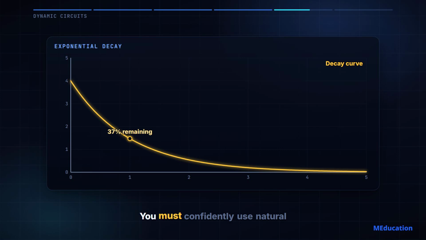You must confidently use natural logarithms to rearrange these decay equations, finding exactly how much charge remains at any given second. And remember a classic exam trap. Whether charging or discharging, the current always starts at a maximum and decays exponentially to 0.